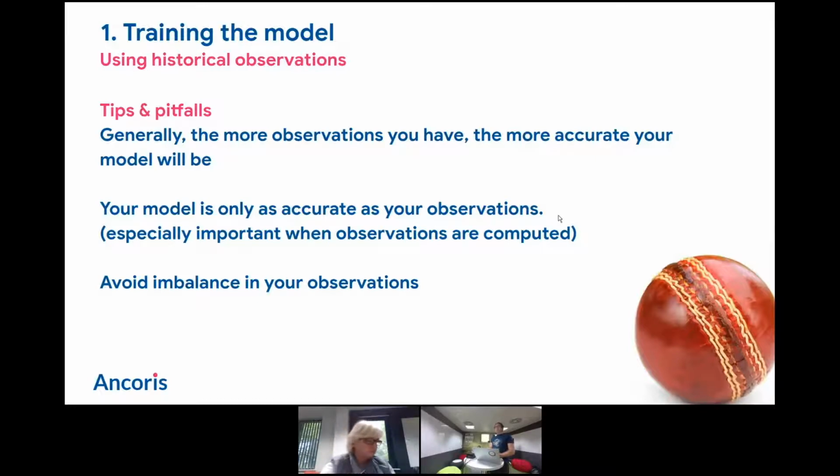Number two is really important. Your model is only as accurate as your observations. Now, for our cricket example, the observations are going to be accurate, I'd have thought. I would have thought we could get information on whether the game was able to play or not, and what the weather was like. That's going to be quite easy and accurate. For some other ML models, it's not as simple as that, and often the observations are actually things we're computing.